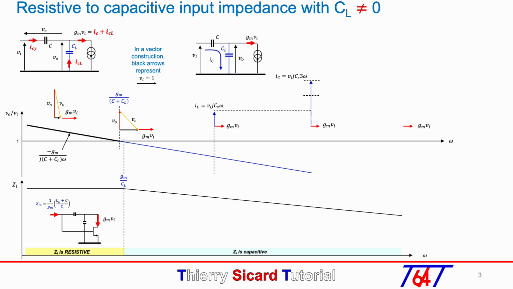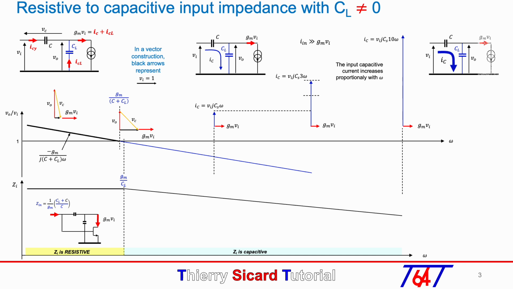But the capacitive current IC is proportional to the angular frequency omega, while the vector Gm·Vin is constant. So the input current becomes much greater than the Gm·Vin current. When the frequency increases, the input current Iin is dominated by the capacitive IC current, visualized by the large bold blue arrow, compared to the constant and negligible Gm·Vin current.